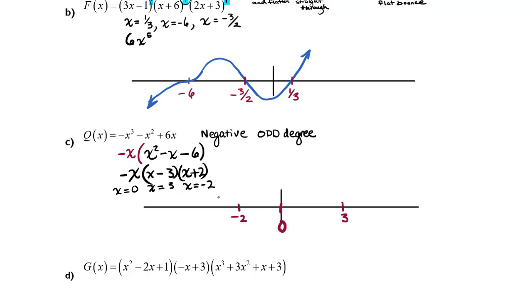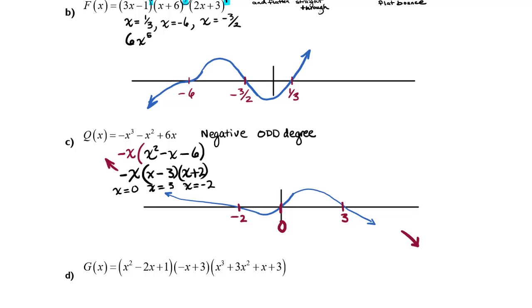My end behavior is negative and odd, which means I will start on the top left quadrant and end on the bottom right quadrant. Now I just wiggle through the roots. At -2, my multiplicity is 1, so I go straight through. At 0, my multiplicity is 1, so I go straight through. And at 3, my multiplicity is 1, so I go straight through.